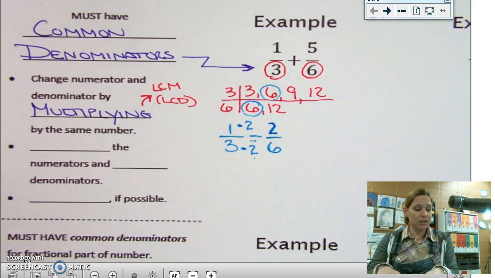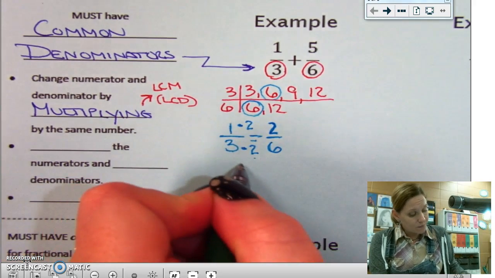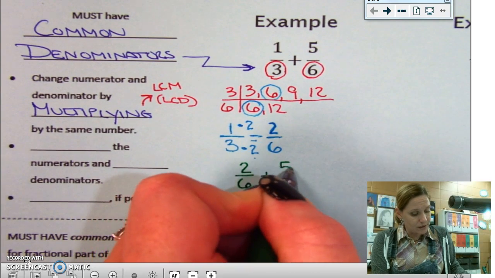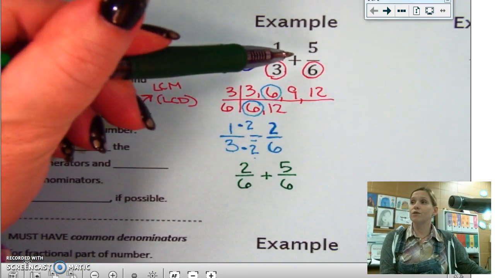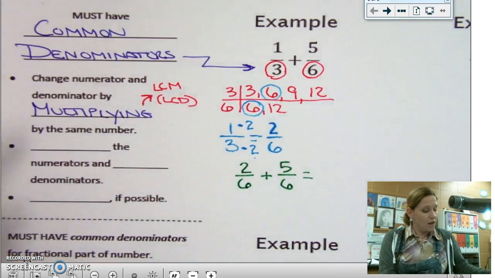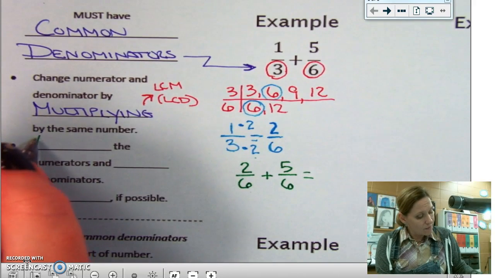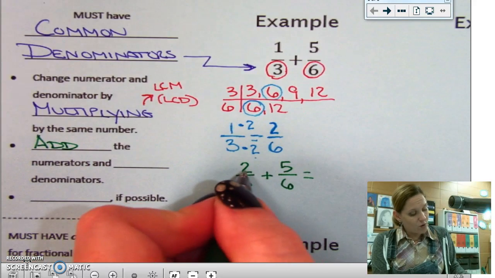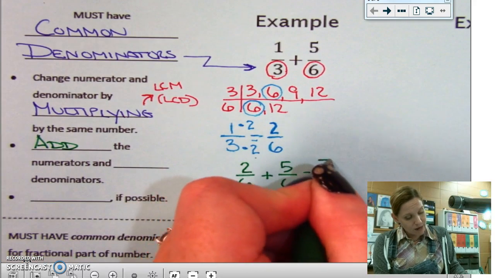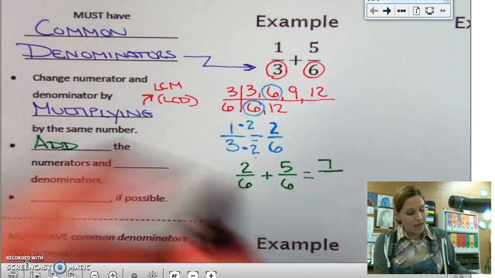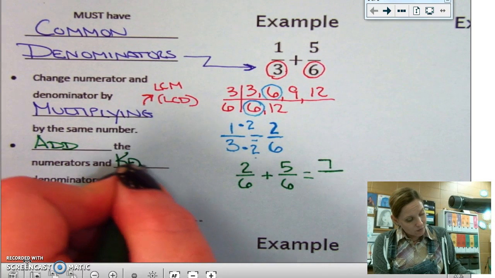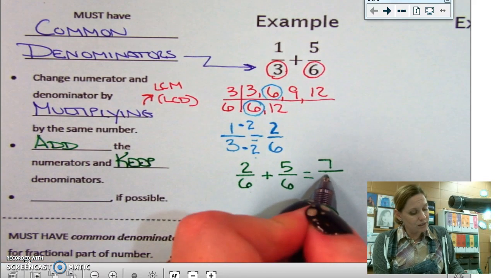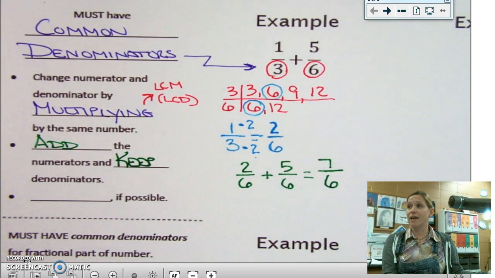Now we're going to put our fractions together so that we can add 2/6, our new fraction, to the 5/6 that was in the original fraction. And now we do what it says here: add the numerators. So 5 plus 2 is 7. And keep the denominators. So the denominators are 6, so our answer is also going to be 6.